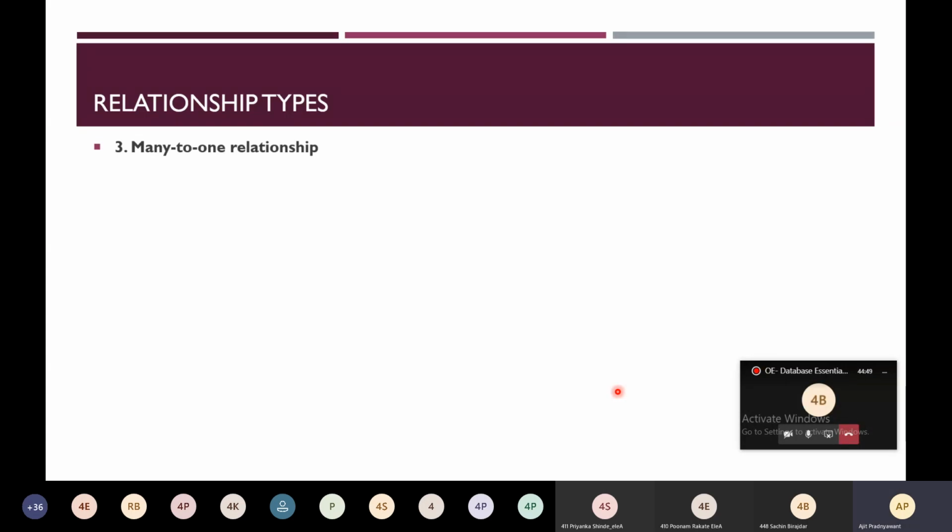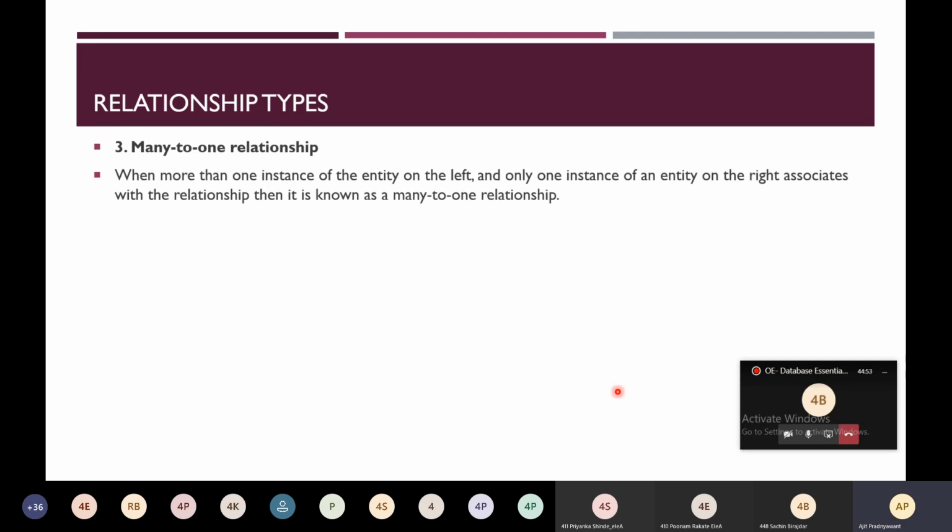Next is many-to-one relationship. When more than one instance of entity on the left and only one instance of the entity on the right are associated with the relationship, then it becomes many-to-one relationship. We will see this with an example.